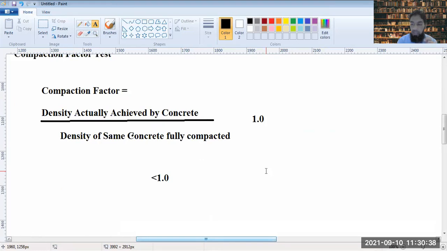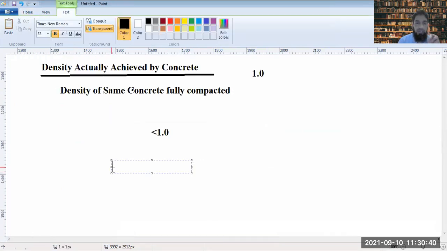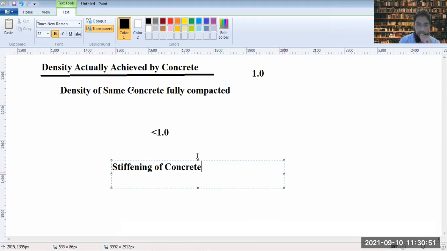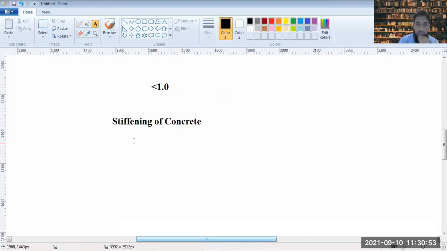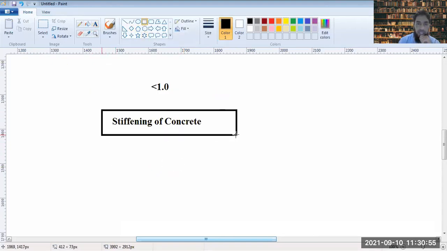Now, the last thing that remains to be studied is the stiffening of concrete. I have already briefly described this. What is stiffening of concrete? It's almost the same as the setting of concrete.